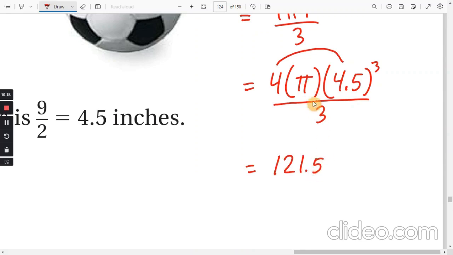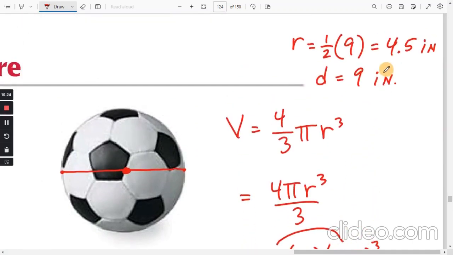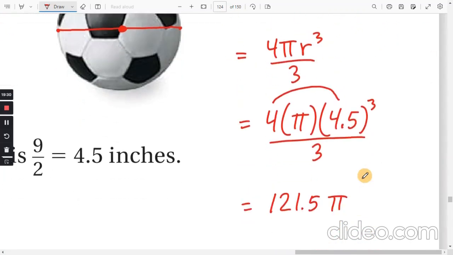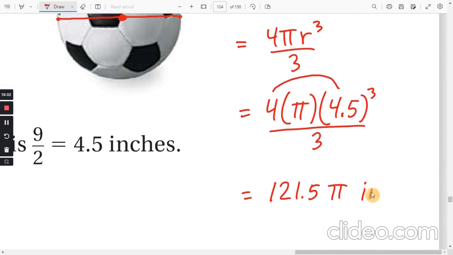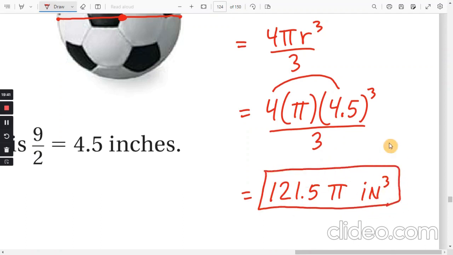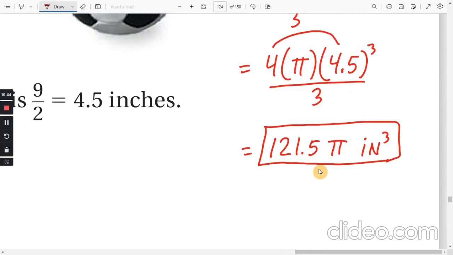All right, I left pi alone, so I still have pi. And now, the original units were inches, but when we plugged in, inches were raised to the 3rd power. Okay, so that's going to be inches to the 3rd power. And that's pretty much always the case with volume, that it's raised to the 3rd power. If I multiply through 121.5 times pi and round off, I get 381.70. Okay, so the estimate is 381.70. And that is inches cubed.